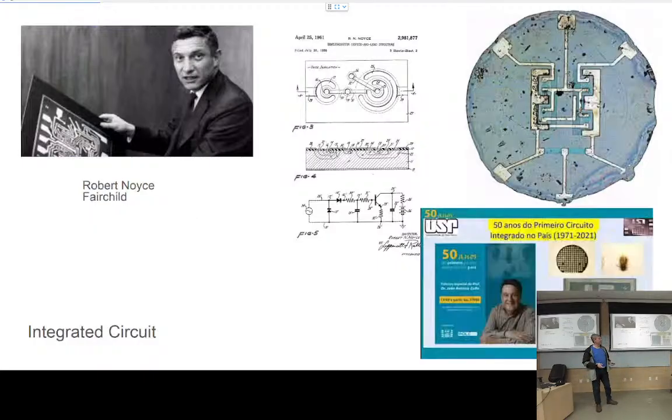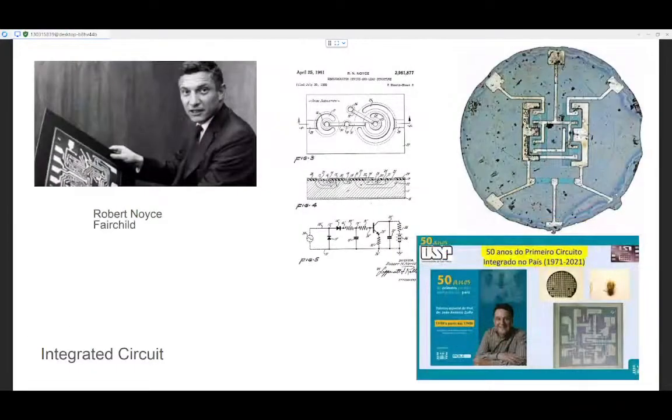And here in Brazil, in 1971, or 10 years after that, Professor Zulfo at the Laboratório de Microeletrônica from the University of São Paulo made the first integrated circuit here in Brazil. In 2021, they were celebrating the 50th anniversary. So here's what it looks like in a wafer. Here's a single one of them, and then how it gets packaged, right? We've had integrated circuit technology in Brazil since 1971.